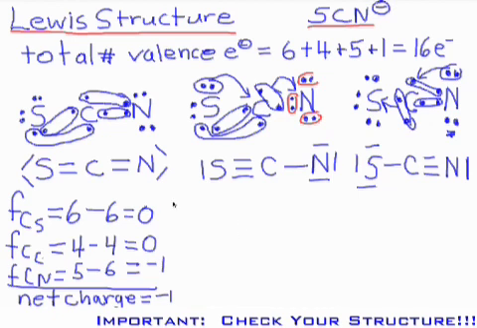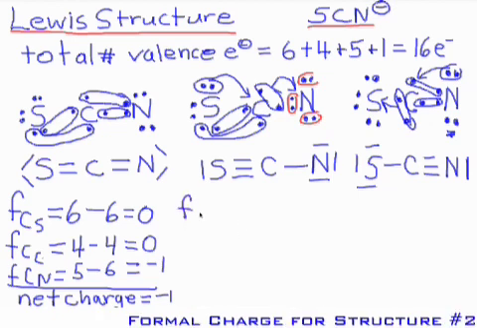So we've worked things out. Let's do it again for this second middle structure. Formal charge sulfur, formal charge carbon, formal charge nitrogen. Formal charge sulfur, in this case, sulfur has 6 valence electrons. We count the electrons with sulfur. There's 1 lone pair, that's 2. There's 3 bonds. Sulfur gets 1 for each bond. 2 plus 1, 3, 4, 5. 6 minus 5 plus 1.